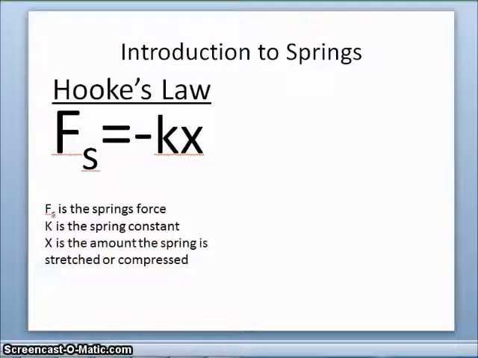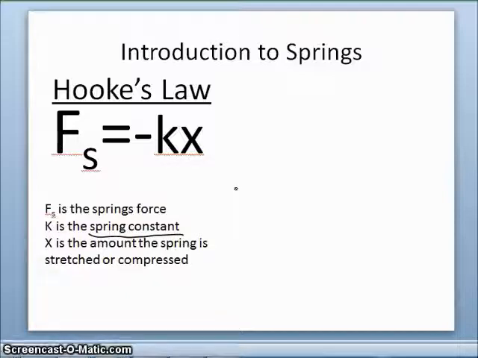And Hooke's law tells us that the force a spring can generate is equal to negative kx, where k is the spring constant, which is determined by the type of spring it is. So different springs have different spring constants. You'd look that up in the spring's manufacturing information, or it might be given to you by the problem. Every spring is different. The spring constant tells us how stiff the spring is.